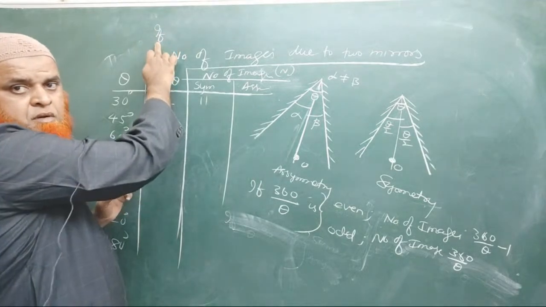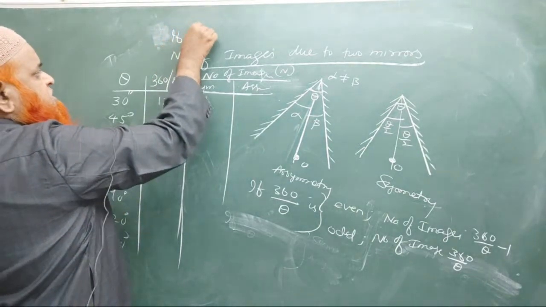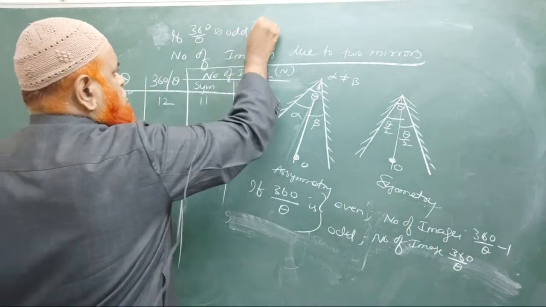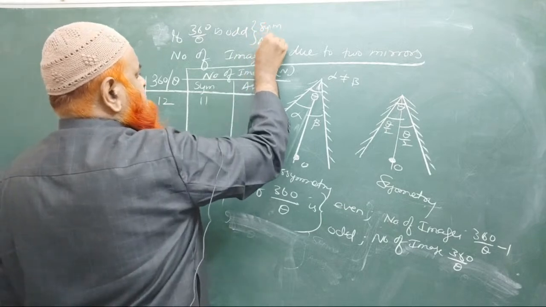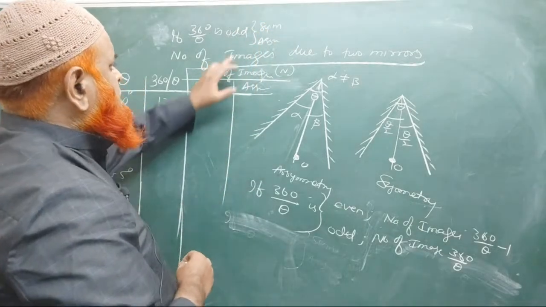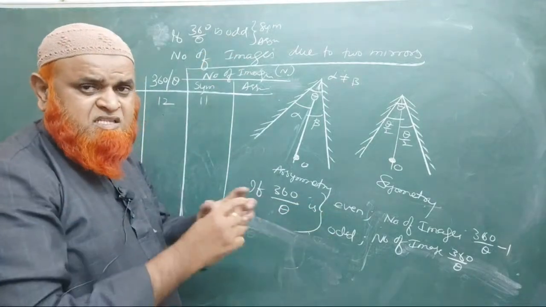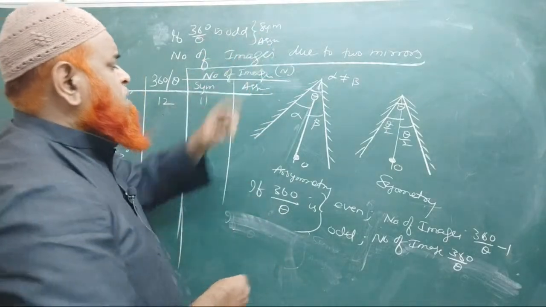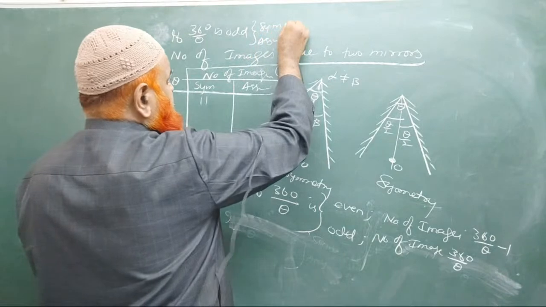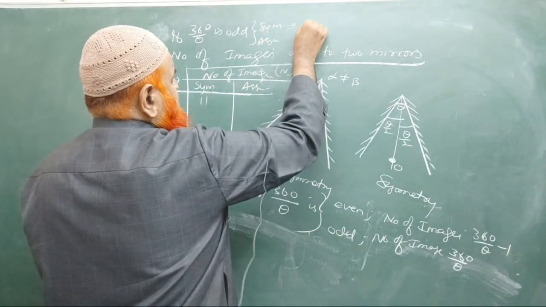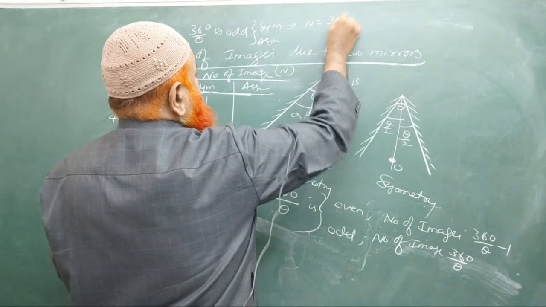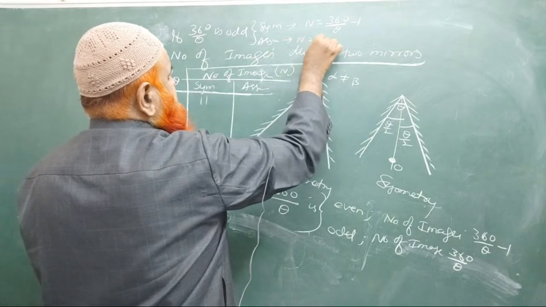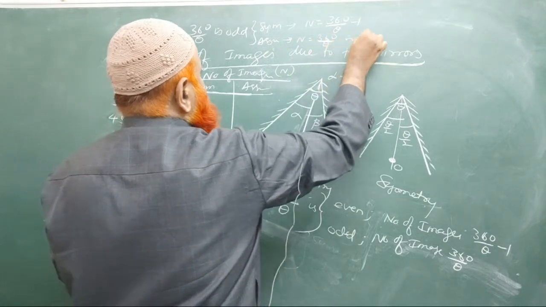If 360 by theta is odd, again two conditions will come: symmetry and asymmetry. So here, odd and even. Again the sub condition is, if 360 by theta is odd, two more sub conditions will come. What is the case of symmetry? Symmetry means the number of images will be 360 by theta minus 1. If it is asymmetry, you will get the number of images as 360 by theta directly.